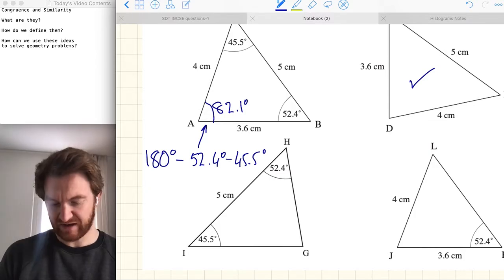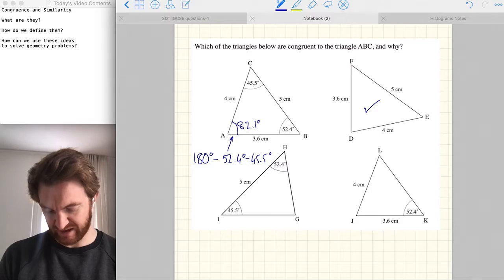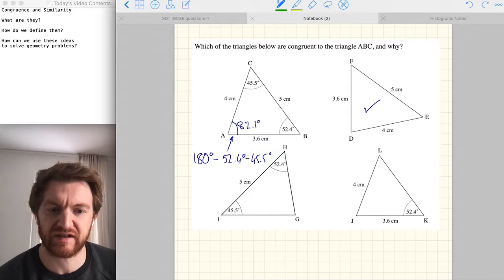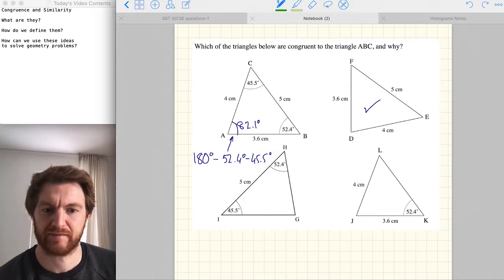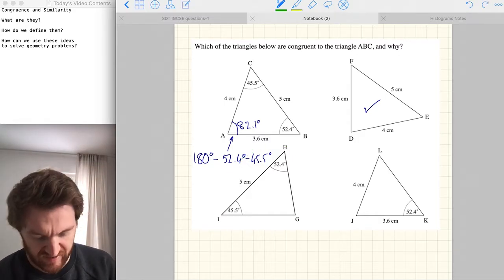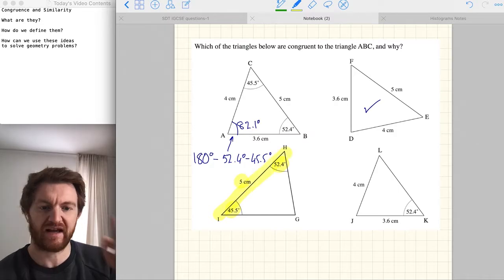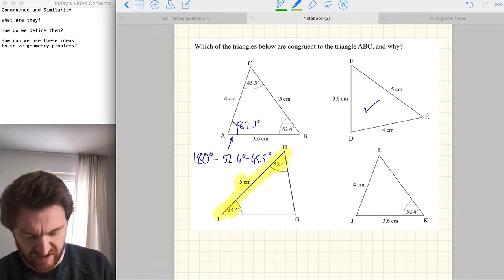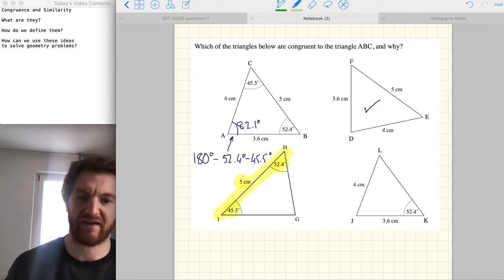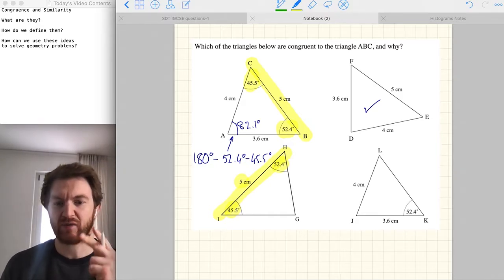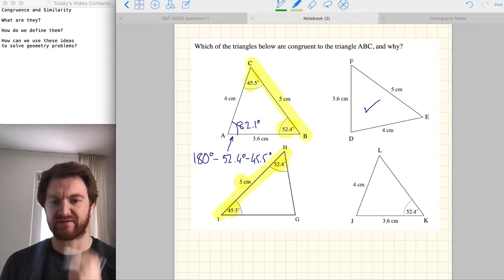Now when we look at the triangle in the bottom left, so this one here, we can see that we've only been given one of the sides, but we do know 2 of the angles. Between the 45 and the 52.4 is this side of 5 centimeters. So we've got a side joining 2 angles, and we can compare that to the same thing here, 45 and a 52.4, joined together by a 5 centimeter line. Because they share 2 angles on one side, that's 3 pieces of information altogether.